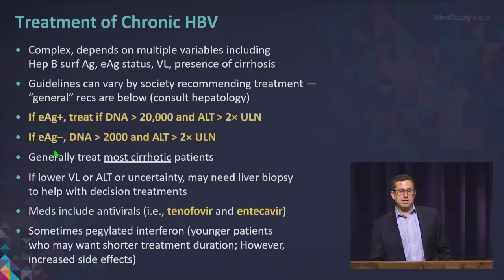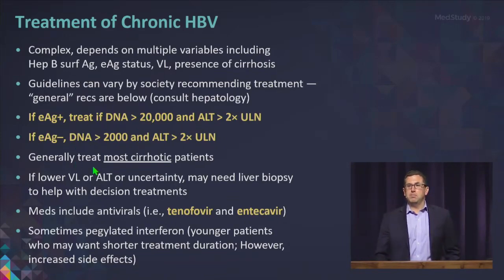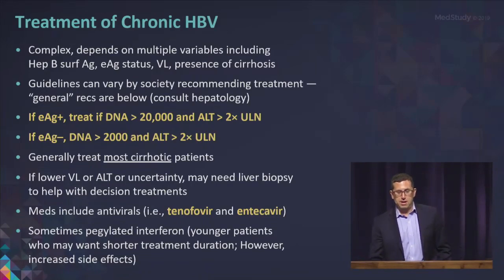If the E antigen is negative, your treatment threshold for DNA is actually lower, and you're going to want to treat over 2,000 as opposed to over 20,000. Generally, if you see this on a test, most cirrhotic patients are going to get treated, regardless of their viral load or whether their liver tests are elevated. If these things are kind of off, or the viral load is low and the ALT is high, you may need to do a liver biopsy because that could help you decide whether you're going to initiate treatment.